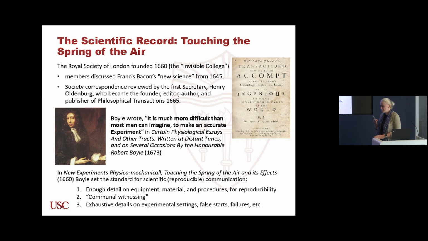So at the same time, and part of the Invisible College was Robert Boyle, whom of course many know in some sense as the father of chemistry and many other aspects of modern science. So Boyle writes at the time, it's much more difficult than most men can imagine to make an accurate experiment. And he's well known among all his other discoveries for, in a sense, embedding this concept of reproducibility the way that we understand it today in our communication of scientific results.